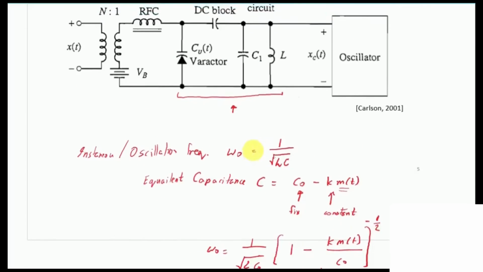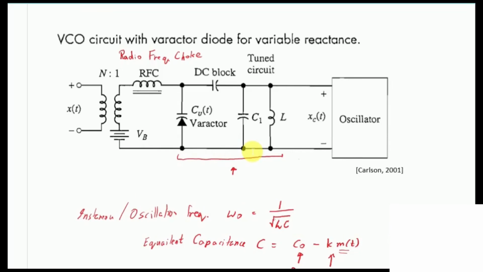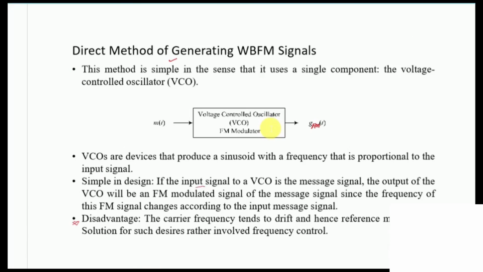So this is a simple circuit, but as I have mentioned previously, this whole thing is a VCO, and it has a tendency to encounter a drift in the carrier frequency omega C, which is problematic. For that reason, the older or conventional frequency modulators are not using the direct method, and instead they are using an indirect method, which we are going to discuss next.